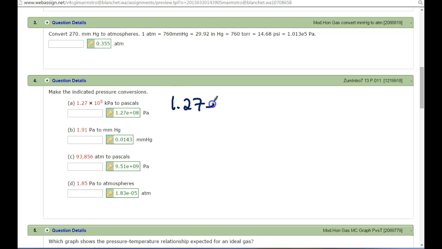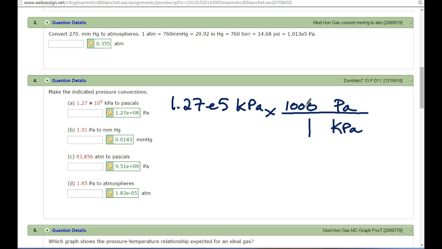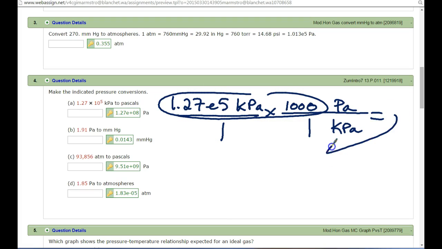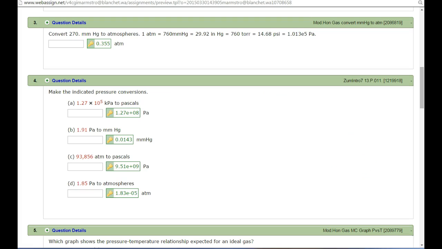So I go 125 times 4.09, and that is 511.25 atmospheres equals P2 times 13. Now I do the 511.25 divided by 13. So my pressure 2 equals 39.327 atmospheres. Now I have to change those to millimeters of mercury.